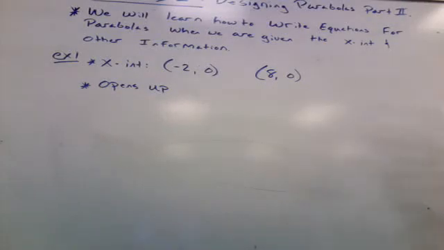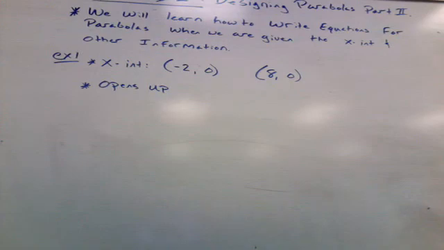Today we're going to learn how to take x-intercepts, y-intercepts, max or mins, and other information about parabolas, and we're going to learn how to write an equation for the parabola. Okay, does anybody remember our factored form for the equation? Does anybody remember what that was?